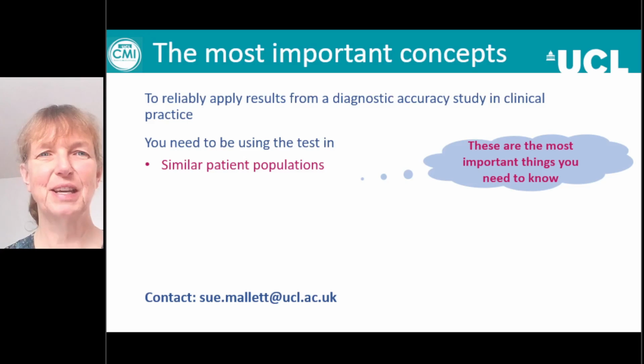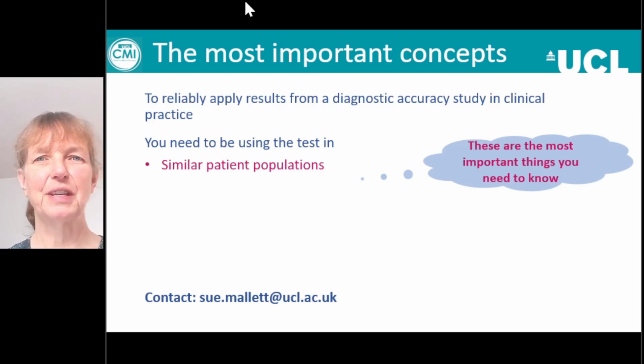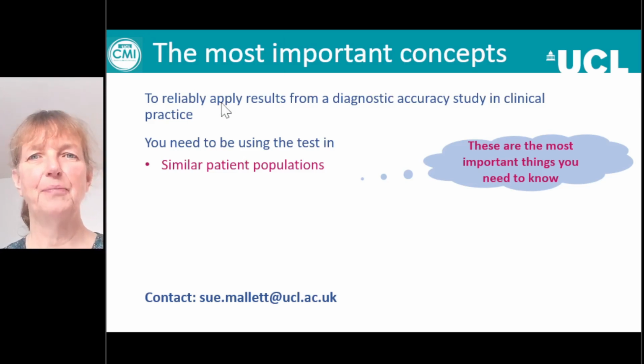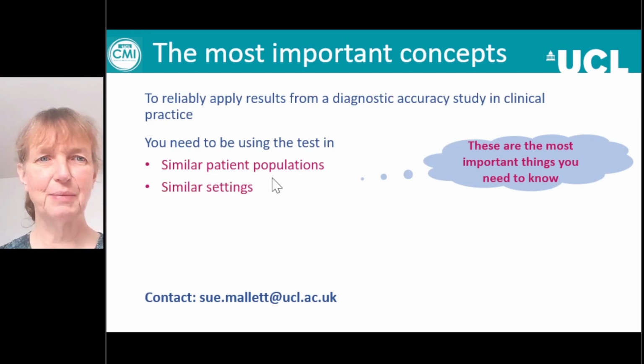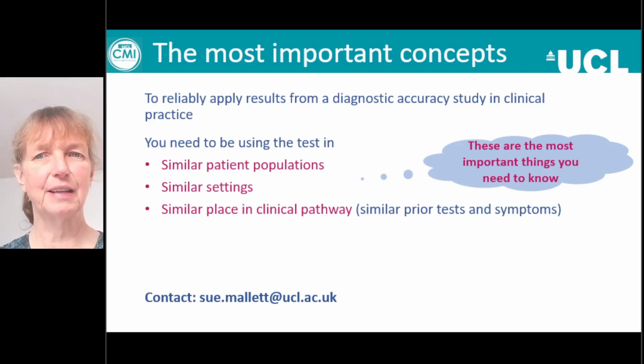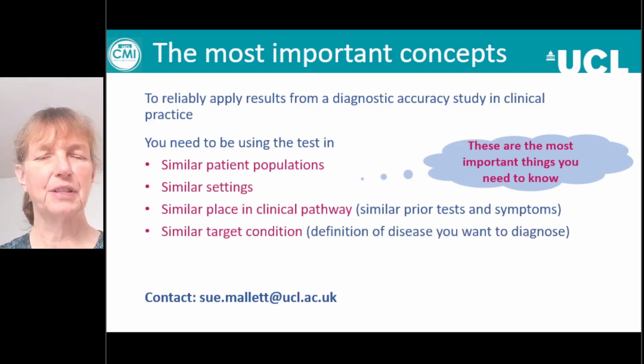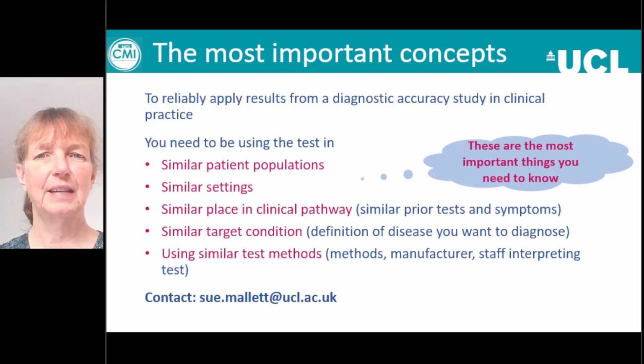Again, I'd like to just revise the main concepts that we've come across in all these videos. One is that if you want to apply results from a diagnostic accuracy study into clinical practice, you need to be using the test in similar patient populations and similar settings, a similar place in a clinical pathway, with similar target condition, and using similar test methods. These are really important things to know, and they'll help you think about whether the results from a diagnostic study are useful for you in clinical practice.